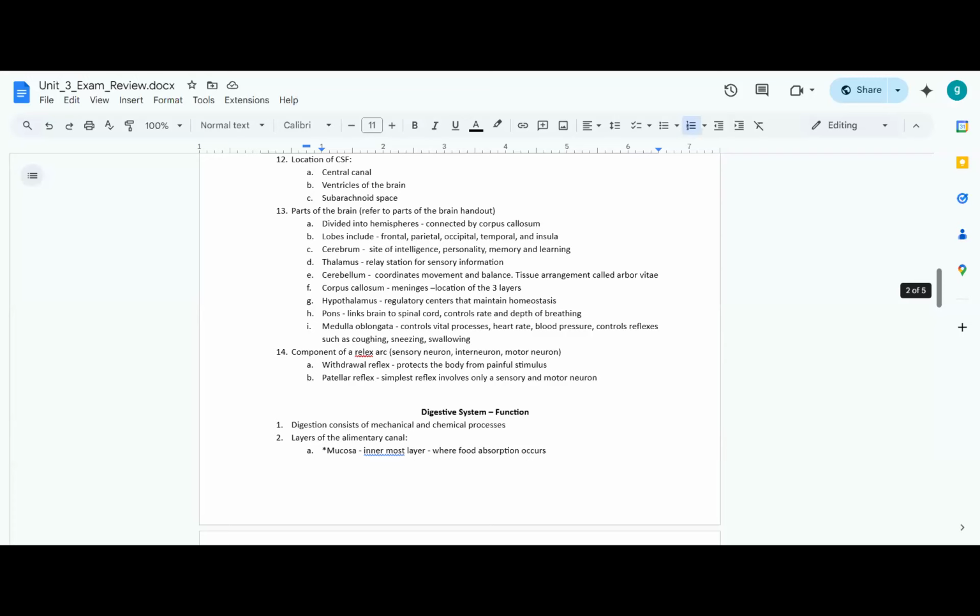Cerebrum, site of intelligence, personality, memory, learning. Your thalamus, just a relay station for sensory information. Cerebellum coordinates movement and balance. Okay, remember the tissue arrangements called the arbor vitae. The corpus callosum.